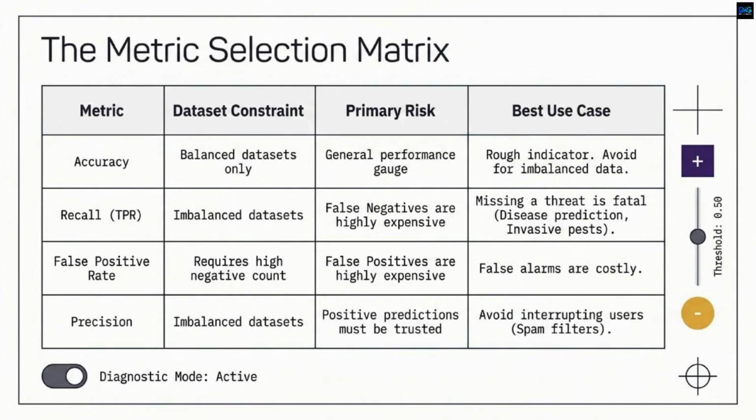Selecting the right metric depends on your specific constraints and risks. Accuracy is for balanced data, while recall is vital for avoiding missed threats. Precision is key for reducing false alarms. By aligning your choice of metric with your business goals, you ensure your model makes the right impact.